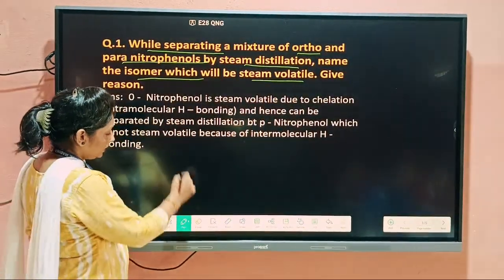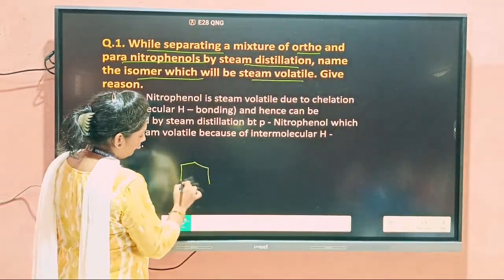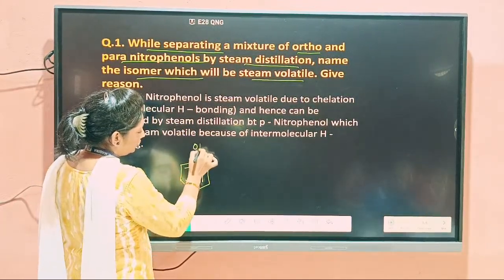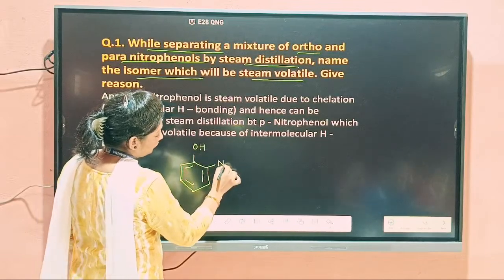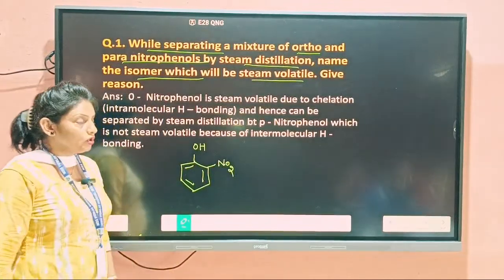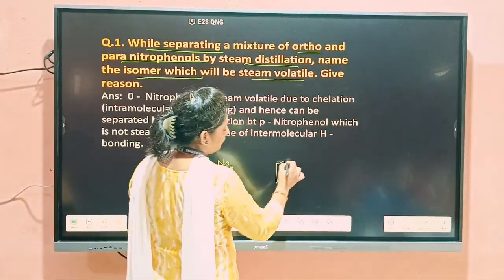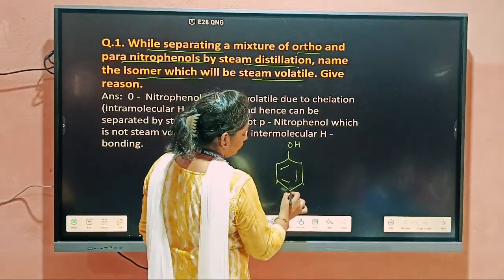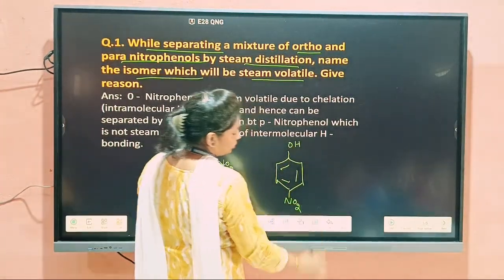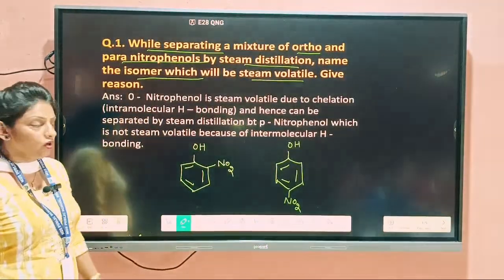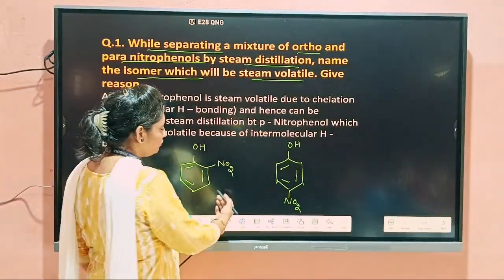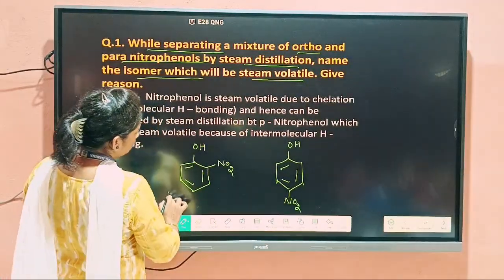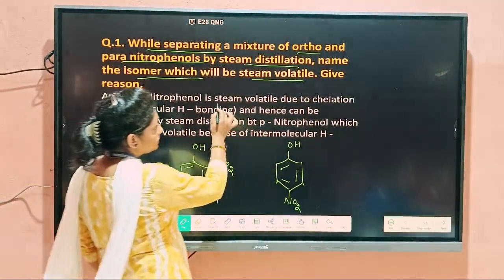Means if we have orthonitrophenol. Orthonitrophenol means the nitro group is at the two position. Orthonitrophenol and para-nitrophenol. Para-nitrophenol means the nitro group will be at the fourth position with respect to the alcoholic group. So here which one will be steam volatile? Here orthonitrophenol is steam volatile.